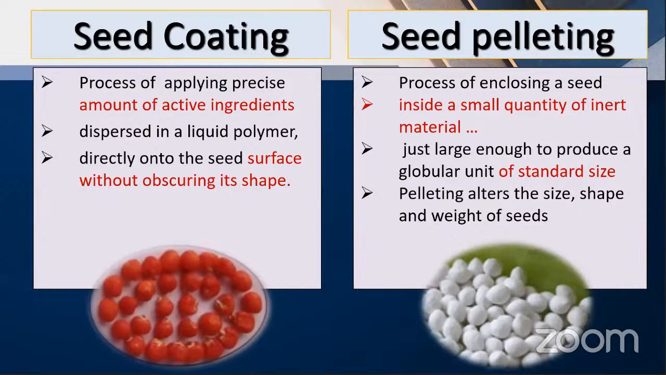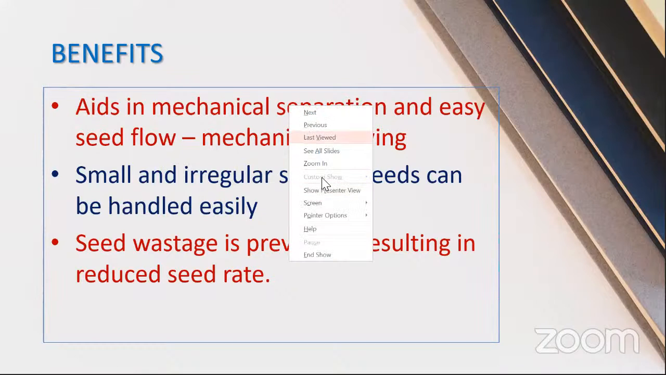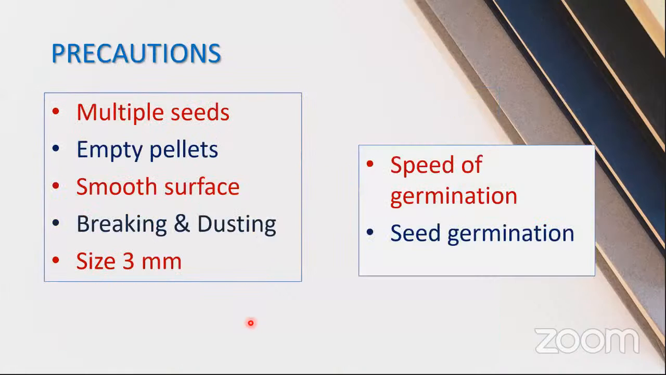But let us see the difference between coating and pelleting and how it can be used. So the benefit: it aids in mechanical separation of the seeds. Pelleting will help in mechanized sowing. Then small and irregular shaped seeds can be handled easily. Then seed wastage can be prevented. So these are the benefits of seed pelleting.